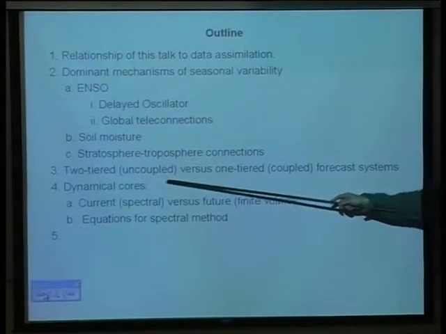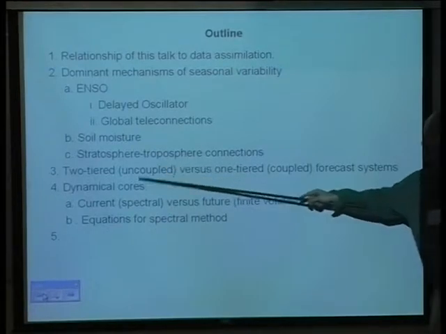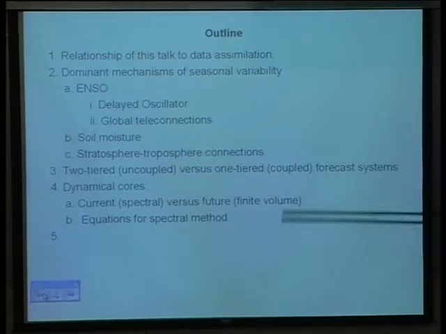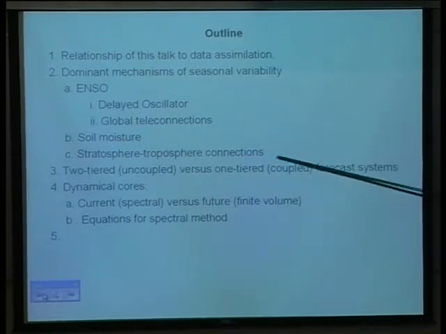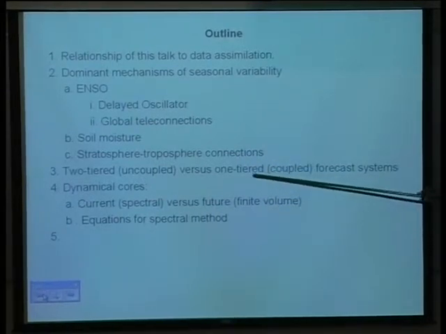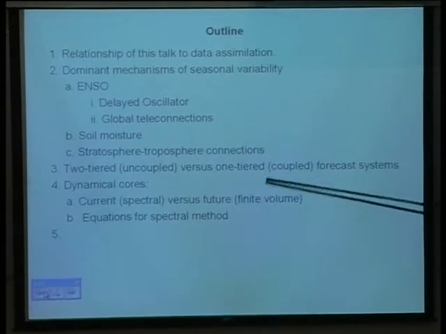So then I'll talk about two-tiered versus one-tiered forecast systems. So two-tiered would be an uncoupled, that would be just an atmospheric model. A one-tiered would be a coupled model. So the coupled models are a lot sexier. It has an atmosphere and ocean, has a lot more variability. It also has a lot more chance to have errors. So I'll talk a little bit about that.